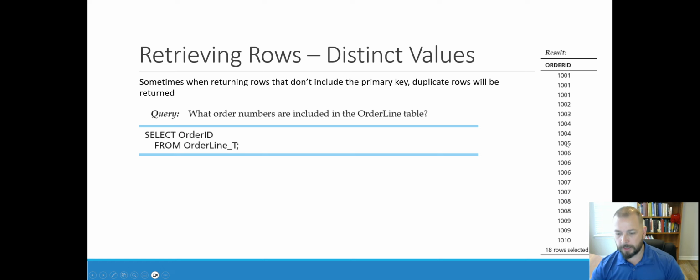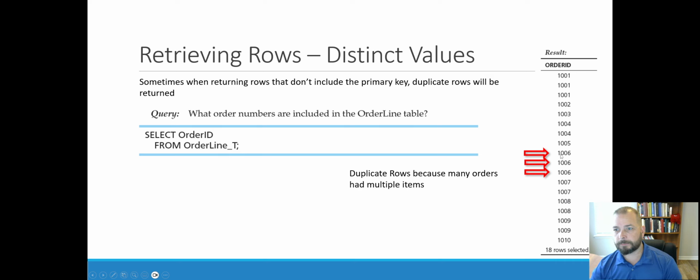So here we see this, but notice that I have repeating values in here, and that's because many of my orders have multiple items within a specific order. This was the relationship that I established when I created these tables, that there's a relationship between these two tables. And so this is why I'm getting back multiple rows.